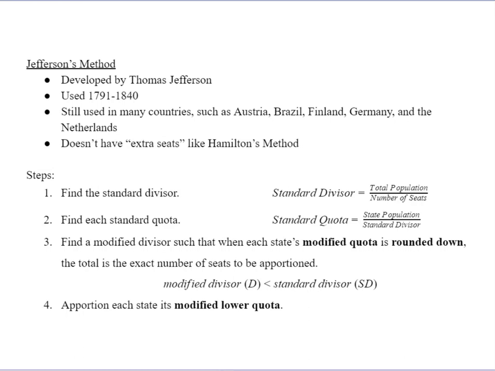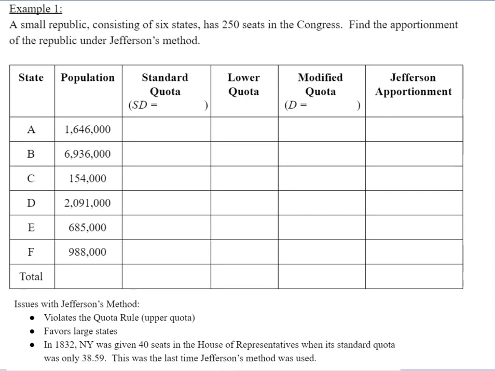Let's look at an example. So, we have a small republic consisting of 6 states, and it has 250 seats in its Congress. We want to find the apportionment of the republic under Jefferson's method. So here we have 6 states, A through F, and I've given you the population of each state. I will tell you that everything we do today is going to be a lot easier if you use spreadsheets, because there is a little bit of guess and check. So I'm going to flip over to my spreadsheet.